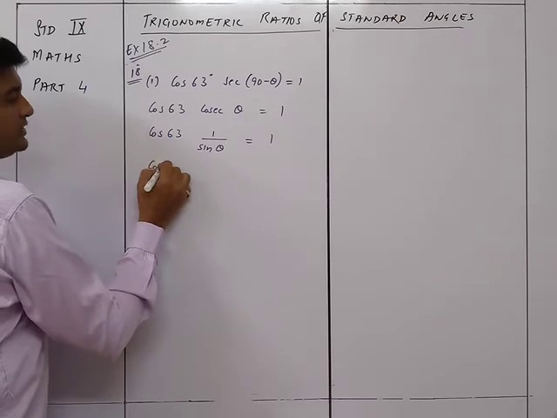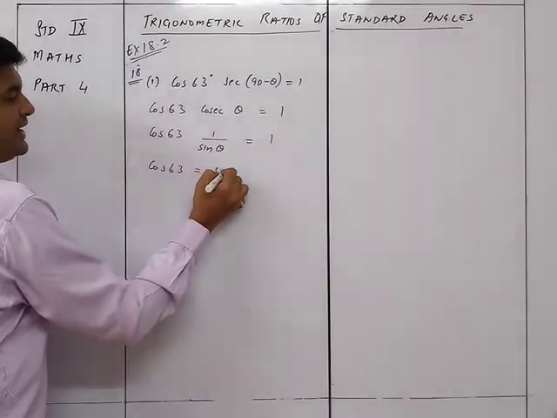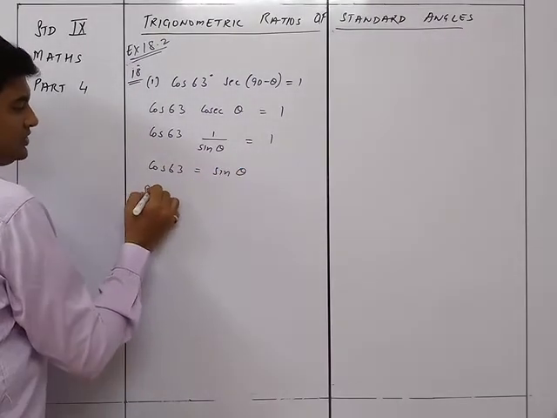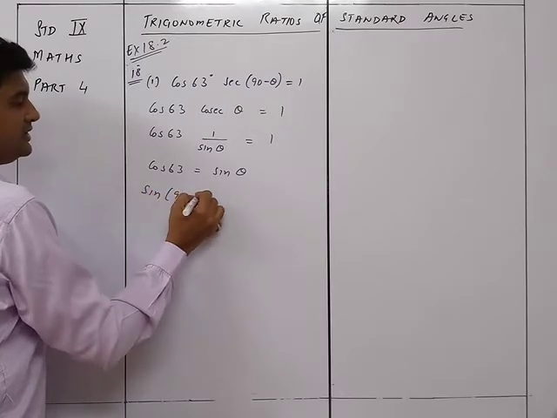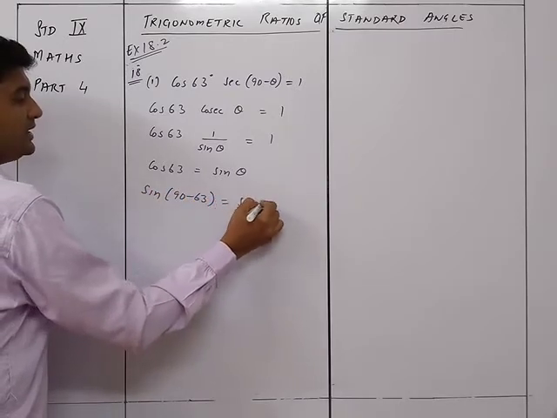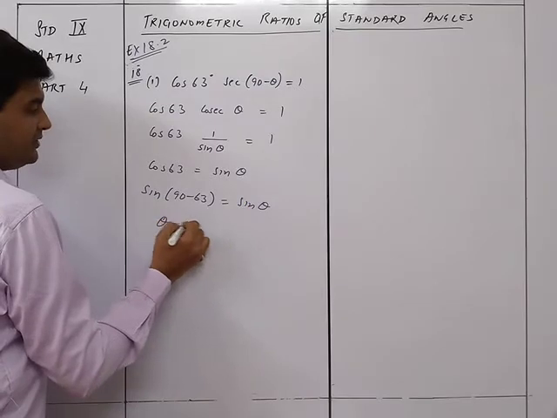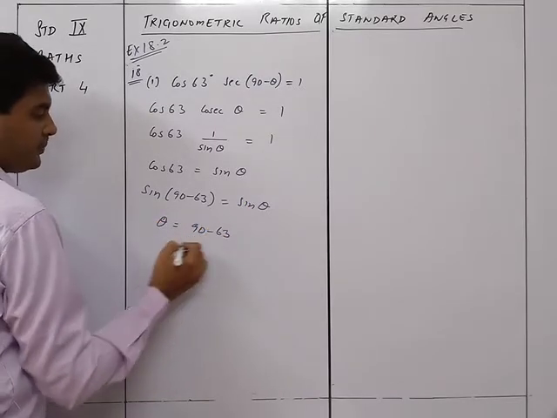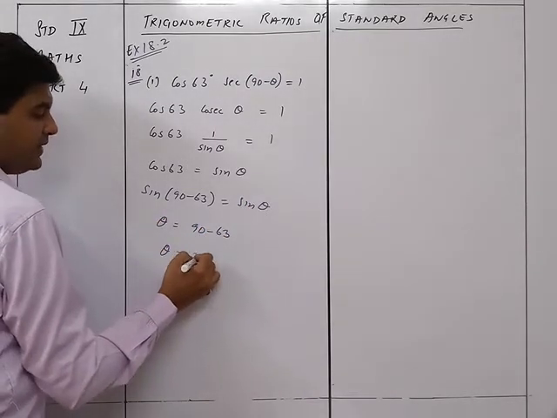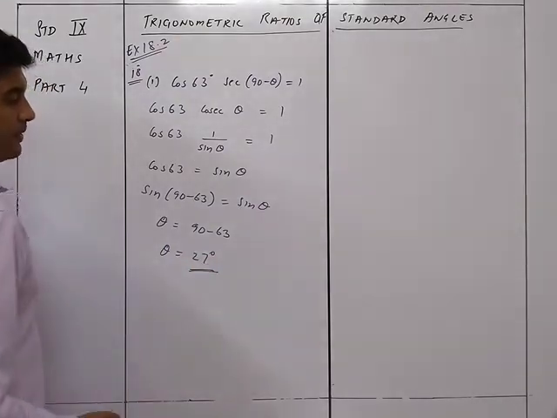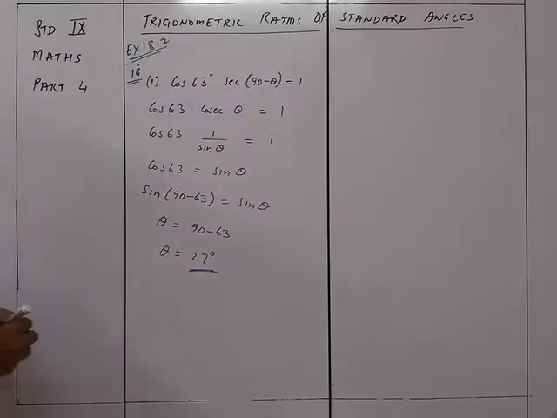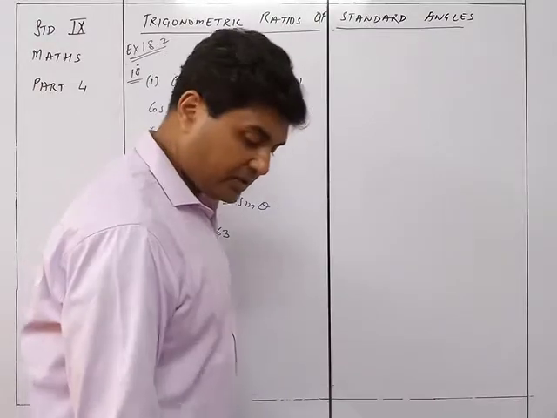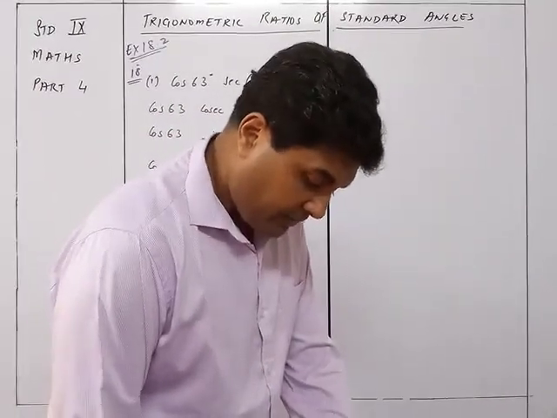So therefore cos 63 is equal to sin theta. So sin 90 minus 63 is equal to sin theta. So theta is equal to 90 minus 63. So theta is equal to 27 degrees. Okay, so that was sum number 18.